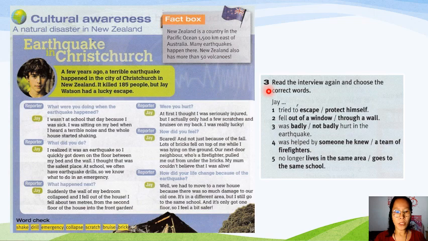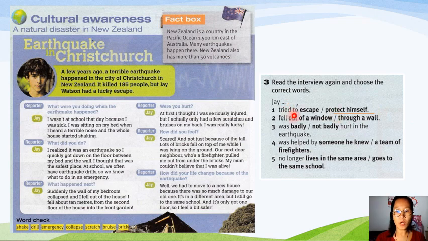Okay, question number 3. Read the interview again and choose the correct words. Okay, so here, let's see the answer. I realized, okay, Jay tried to escape, protect himself. So I quickly got down on the floor between my bed and the wall. So the answer is to protect himself.